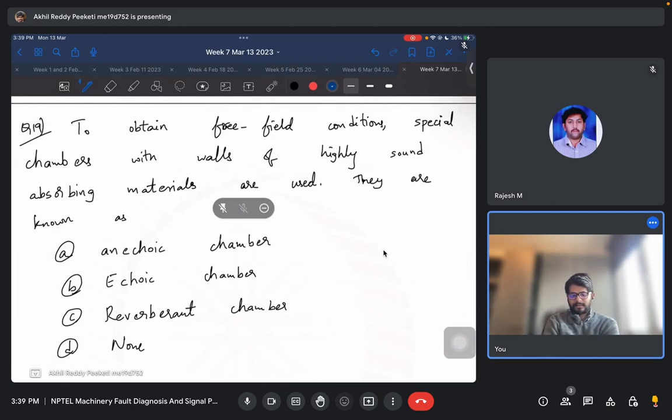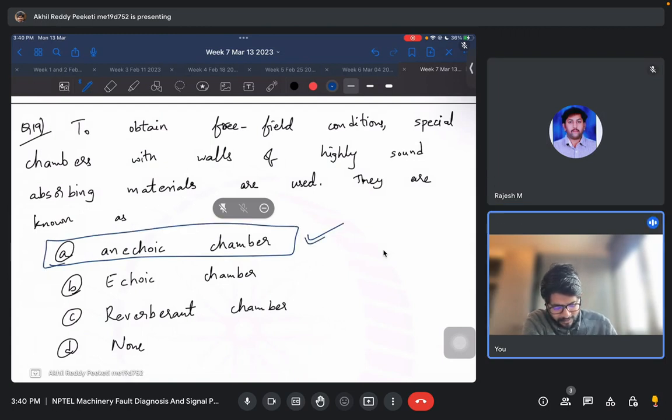Next question. To obtain free field conditions, special chambers with walls of highly sound-absorbing materials are used. What are these chambers called? Anechoic chambers, reverberant chamber, none of these? These are chambers where you try to maintain the entire chamber in free field condition. That means even at the walls there is no reverberant condition, because the walls absorb all the sound. So what is that chamber called? Exactly, it's called an anechoic chamber. It's in the name: there are no echoes. It tries to reduce the echoes. Echoes come from the reflection of the sound, so if your reflections are dead, there will be no echoes.